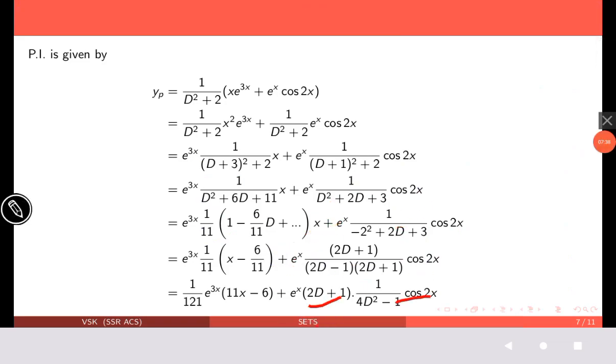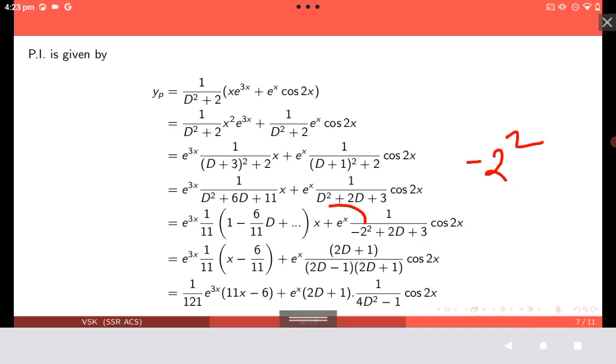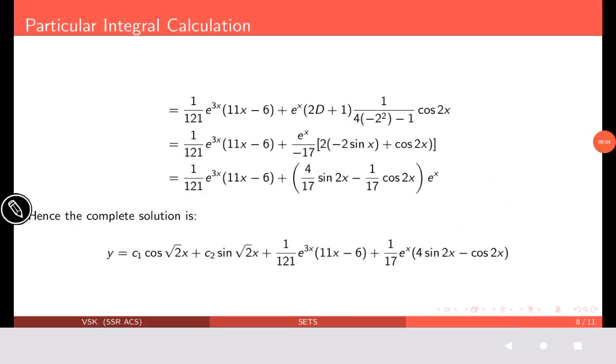As we have seen in the last lectures, this D square can be replaced with minus 2 square. So here this is replaced with minus 2 square, and with the remaining expression we are again multiplying with 2D plus 1 in numerator and denominator. So in the denominator we get 1 upon 4D square minus 1, and in the numerator we get this. Again here we can put the value as minus 2 square, and this will be operated later on.